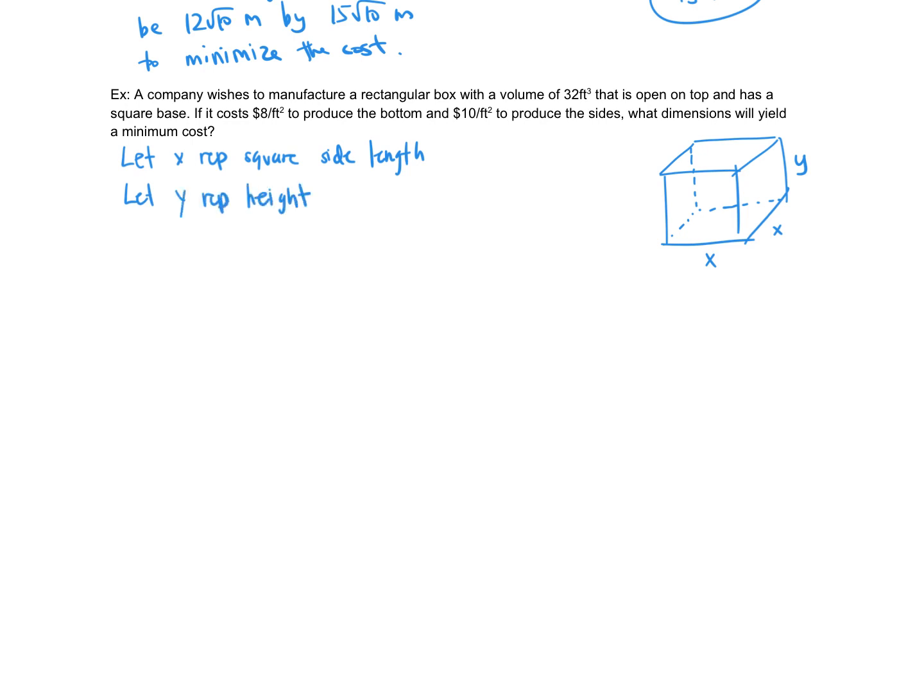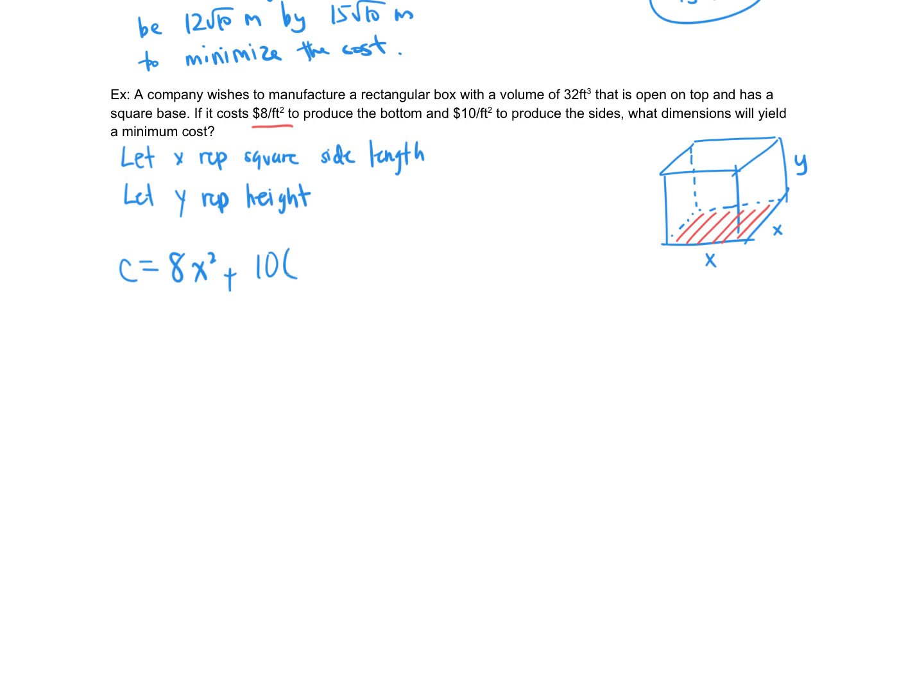Okay, so we are trying to minimize the cost again. And we know that the top does not exist. And we know that the bottom is $8 per feet squared. The bottom has an area of x by x, so x squared. And each part of the area is $8 per feet squared. So if I have x squared feet squared, I multiply that by 8. Then the rest of the four sides will be $10.